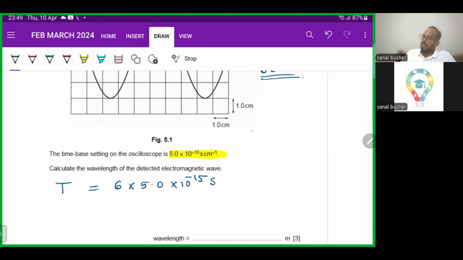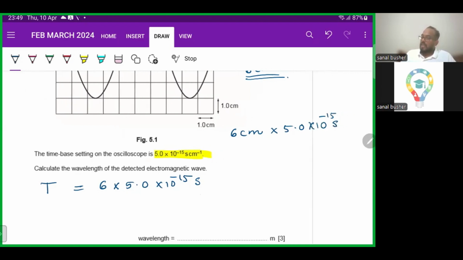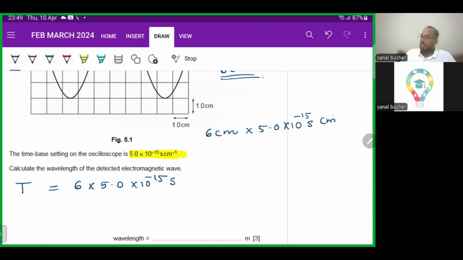So you check this one, 6 centimeter is multiplied with 5.0 into 10 to the power minus 15 second multiplied by centimeter to the power minus 1. This and this will get cancelled. Actually, automatically you're getting this in seconds. Okay, here conversion is not required.